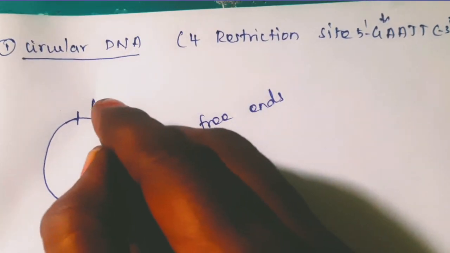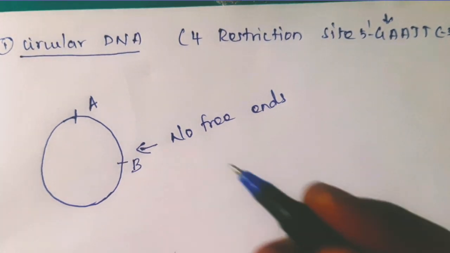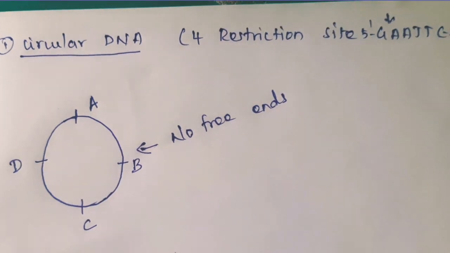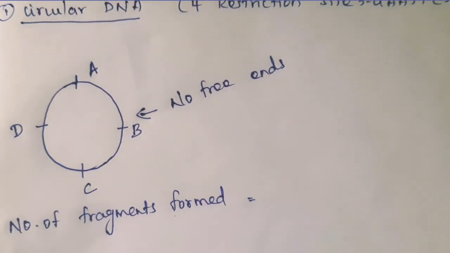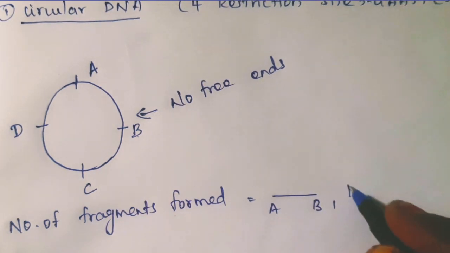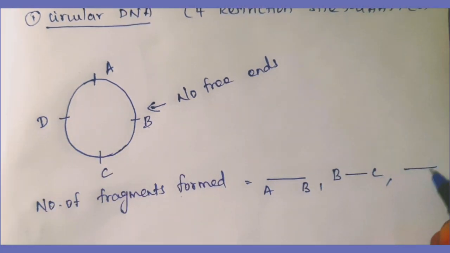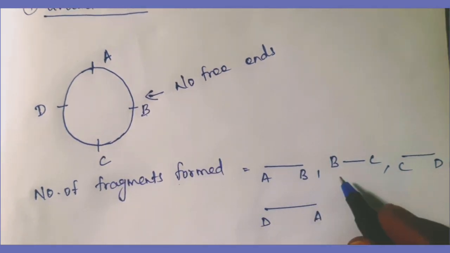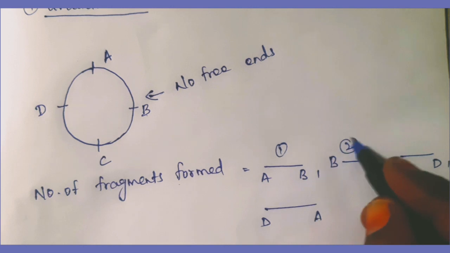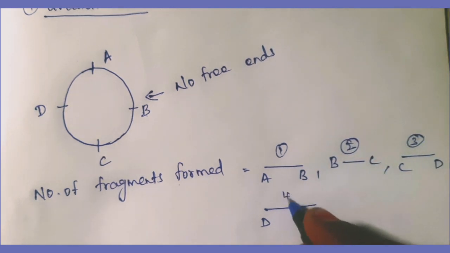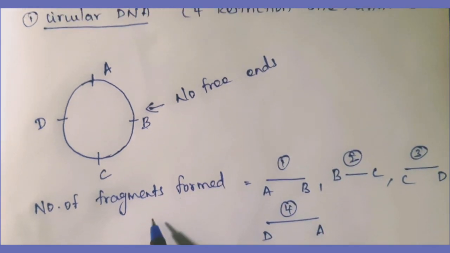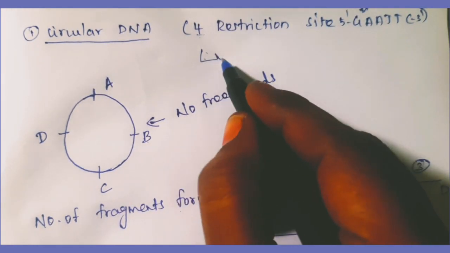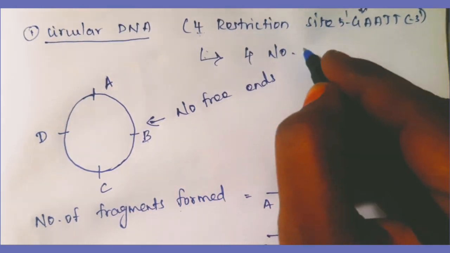So this is the first cut A, second cut B, third cut C, and the fourth cut is D. So the fragments formed are AB, BC, CD, and one more is DA. So the number of fragments formed are 1, 2, 3, and 4. It has 4 restriction sites, so it formed 4 fragments.